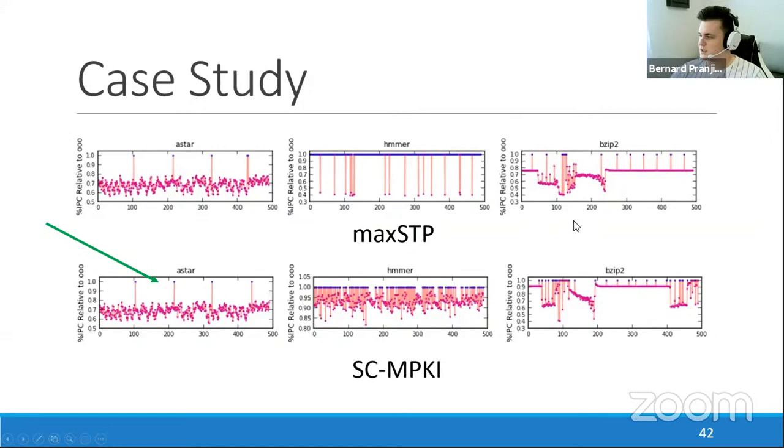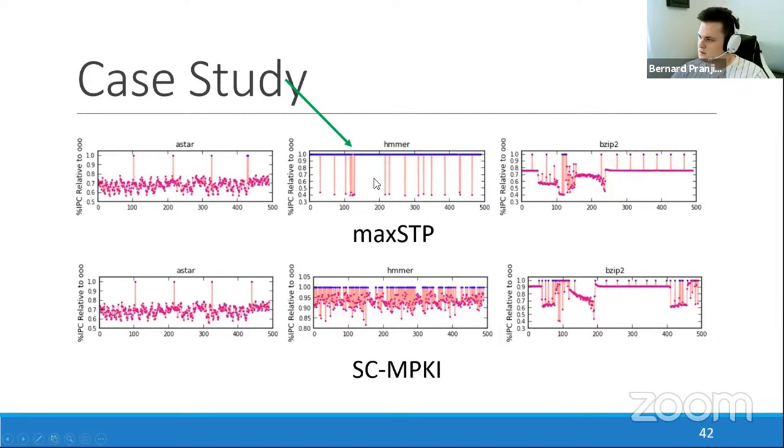Then the next two applications are a bit more regular. We see that in the graphs. The second application, HMMER, is used to search for patterns in a DNA sequence. It has a very high slowdown on the in-order core of about 60%. Remember, the maximum system throughput arbitrator always migrates the one with the highest speedup. So HMMER is always chosen.